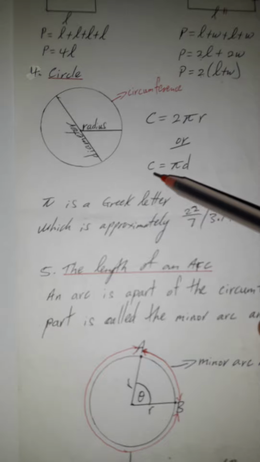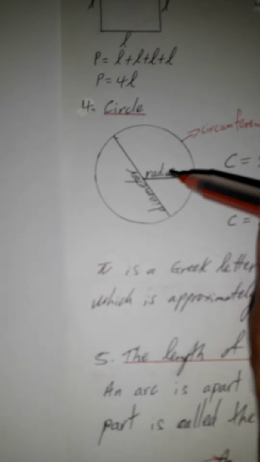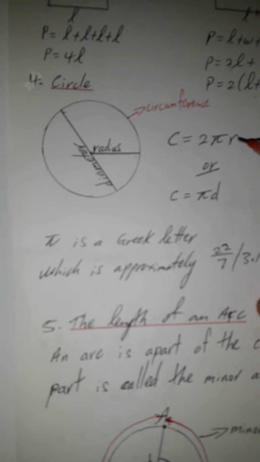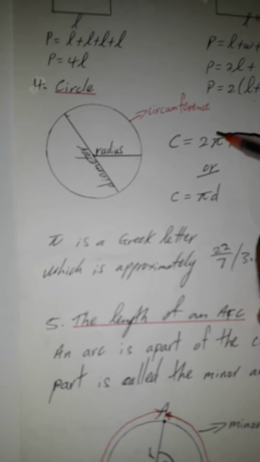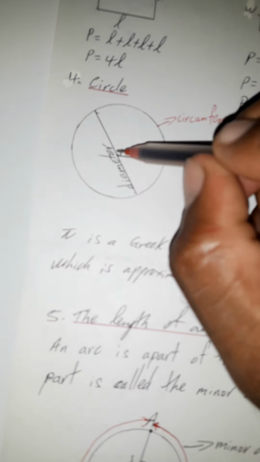Or we can use the formula C equals pi d. Alright, let us go to the circle. A radius is drawn from the center of a circle to the circumference. So here we have the radius. The formula is 2 pi r, which means 2 times pi times r. And if we notice, a diameter is made up of 2 radii. From here to here will be a radius. From here to here will be a radius. So a diameter is made up of 2 radii.